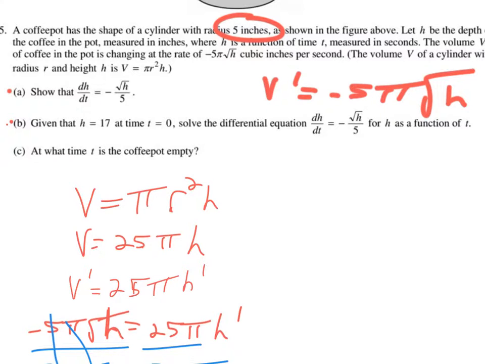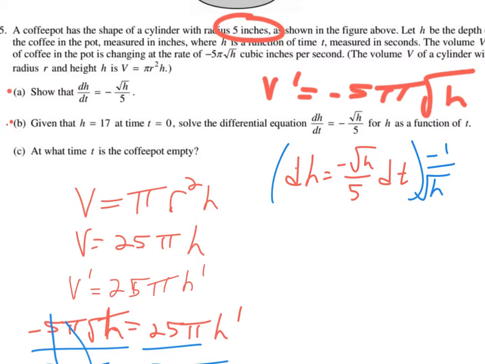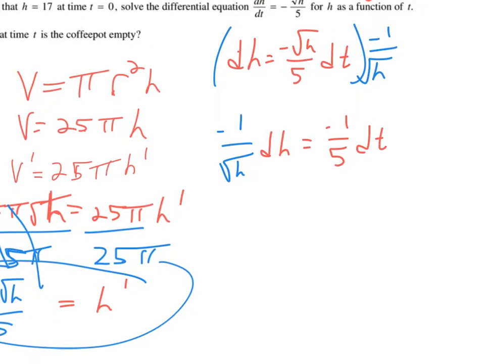So now they're asking us to find a function, h as a function of time. To do that, we just need to integrate both sides. But before we integrate, we need to know with respect to which variable. So you can bump that dt to the other side by multiplying both sides by dt. You're going to get dh equals negative square root of h over 5 dt. But again, if this is with respect to t over here, we don't want an h. So let's move that to the other side by multiplying by negative 1 over square root of h. Okay, so now we have each variable with its own differential.